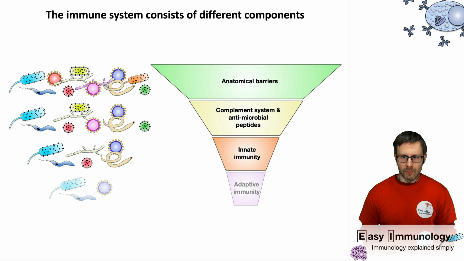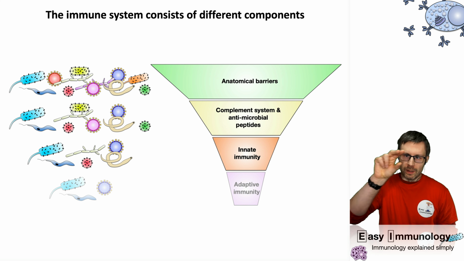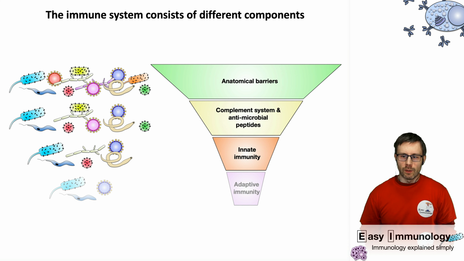And it, broadly speaking, consists of 4 different components. We have learned the last time that there are the anatomical barriers that just protect us from these pathogens by preventing the pathogens from coming from the non-sterile outside into the sterile inside of our body. If the pathogens manage to come inside, they are attacked by the complement system and the antimicrobial peptides. And if this also doesn't work, or in parallel to this, they are also attacked by cells of the innate immune system.